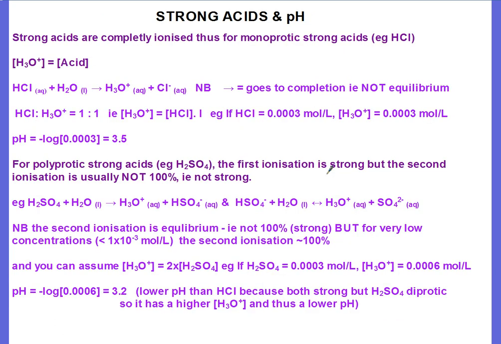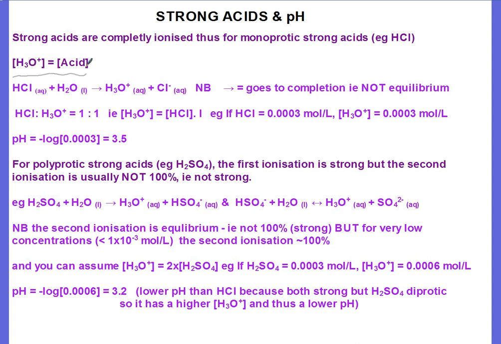We've got strong acids and pH. Now, strong acids we know are completely ionized, or according to Bronsted-Lowry, every molecule donates a proton. An example of a strong monoprotic acid is hydrochloric acid. For strong monoprotic acids, we can say the hydronium ion concentration is equal to the acid concentration.